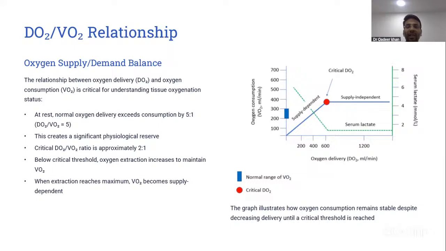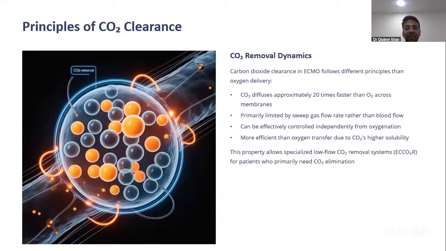Carbon dioxide removal, as I told, is mainly based on the diffusion of gases. It is highly diffusible and is maintained by sweep gas. If you increase the sweep gas flow, there will be a washout of carbon dioxide. We should be very mindful about how much carbon dioxide is being washed out. It should not be more than 15 mmHg per hour. And on this basis, if the patient's cardiac function is good, the newer concept of extracorporeal carbon dioxide removal is now being practiced.